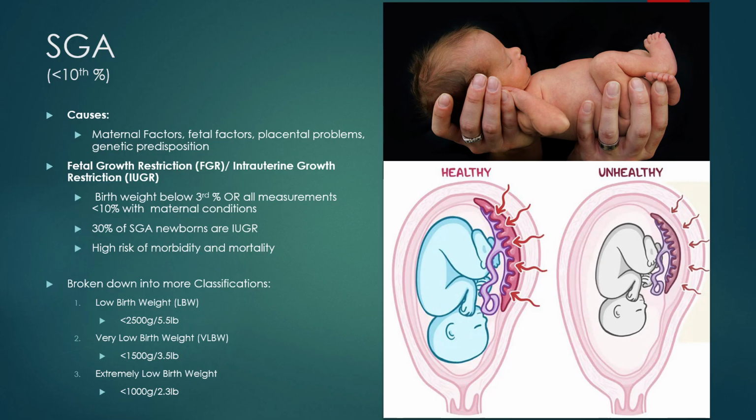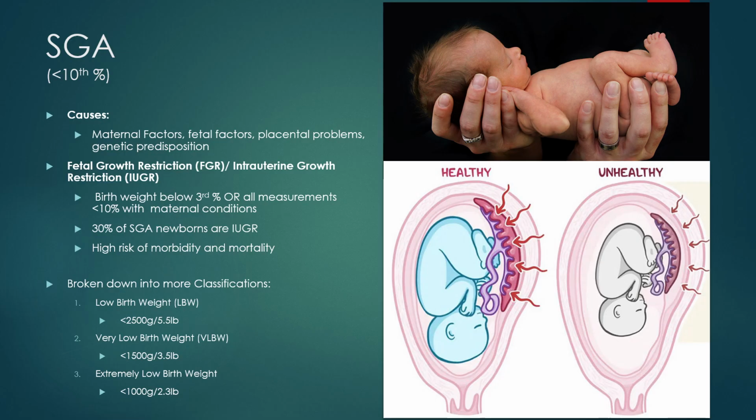Okay, so what classifies a baby as FGR or IUGR? A birth weight that is below the 3rd percentile, or all their measurements are less than the 10th percentile with a maternal condition. So maybe mom has high blood pressure or diabetes, and then the baby's measurements are all really low. That would mean that her disease process is preventing the baby from growing. 30% of SGA newborns are IUGR, and there's a really high risk of morbidity and mortality for these babies.